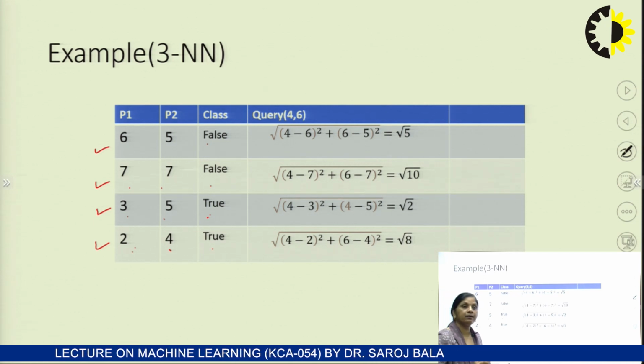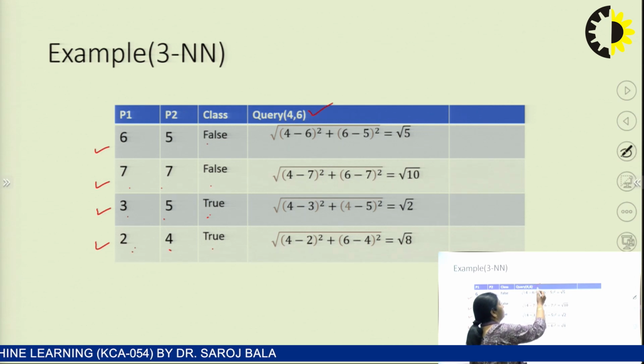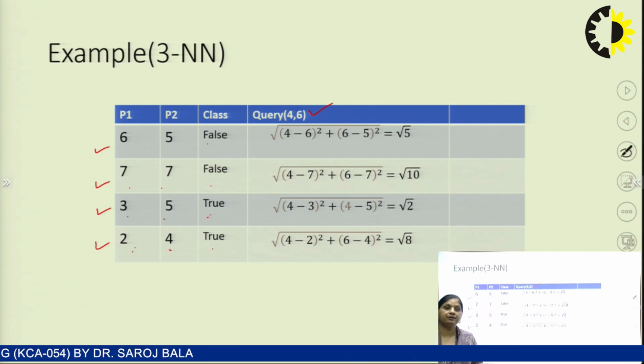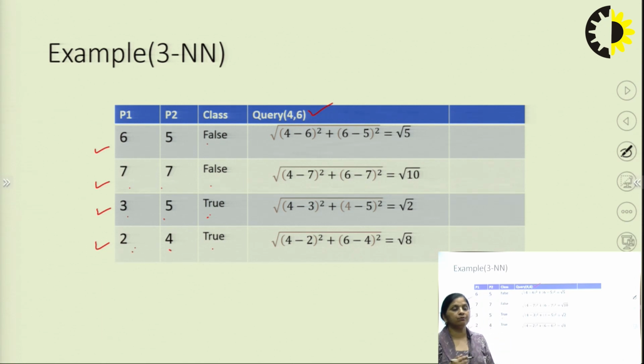Now K is equal to 3 and the query point comes as (4, 6). Now we have to classify (4, 6). Will it belong to the false class or the true class? So what we will do is first calculate the nearest neighbors. What is our count of nearest neighbors here? K is equal to 3. So we will find the 3 nearest neighbors.